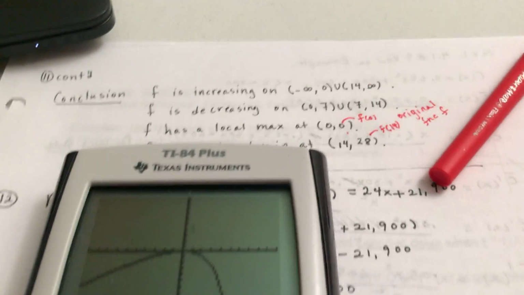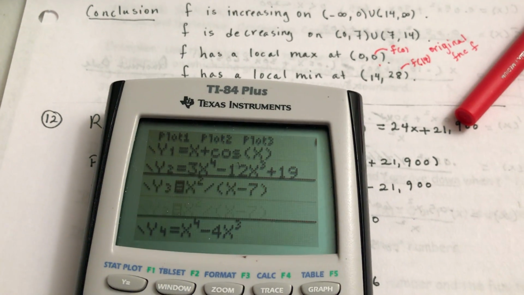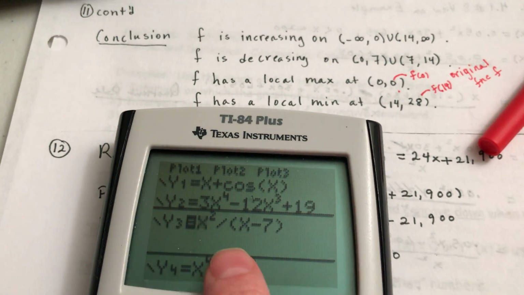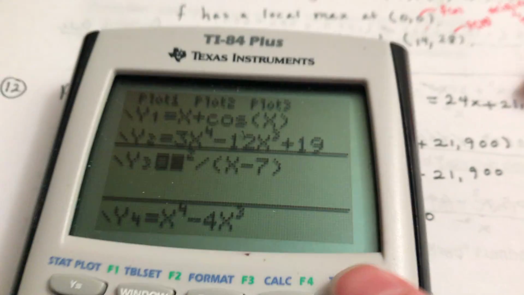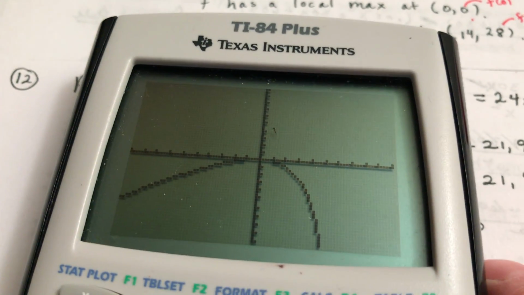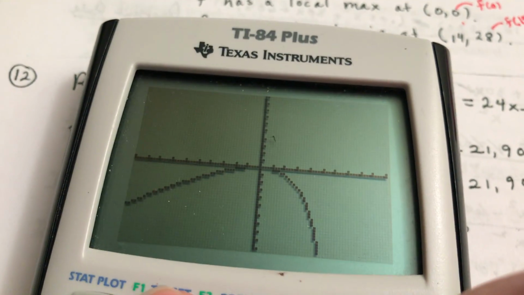Now we can graph it. Let's see. I know the window's a little crazy. So I put this in here, put the x squared. Now remember when you put in divided by x minus 7 that you have to put parentheses around that. Graph. And this is not good because I know there's something over here. So let's change the window.